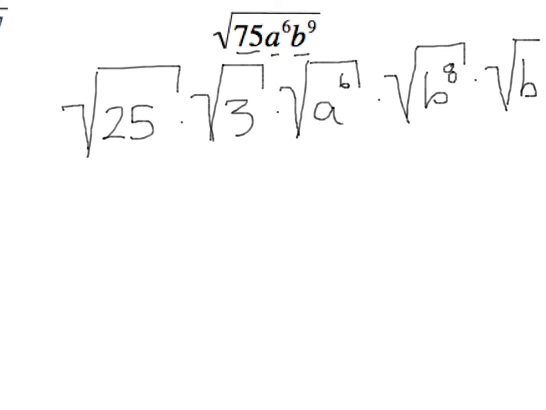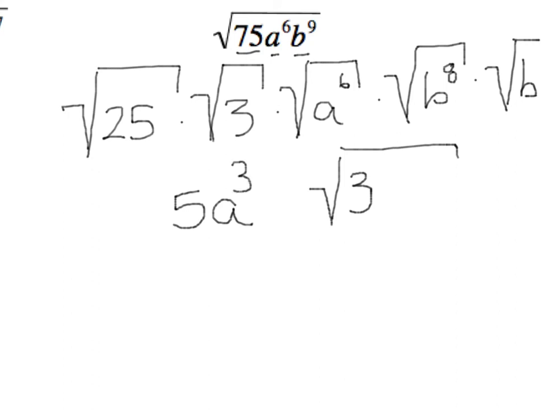Now I can go ahead and get started on simplifying this. So the square root of 25 is 5. The square root of 3 is not a perfect square, so it needs to stay in the radical symbol. So I'm going to make some room over here for anything that needs to stay in the radical. So my 3 is going to stay over there. A to the power of 6, I can take the square root of that, and that's going to give me a to the power of 3, so I'm going to write it outside the radical.